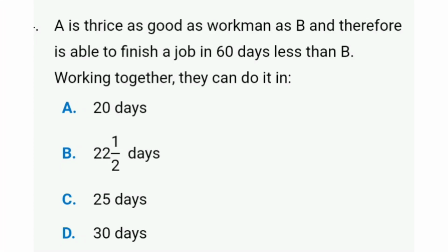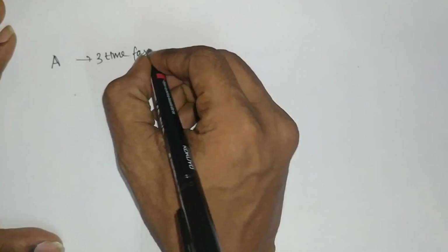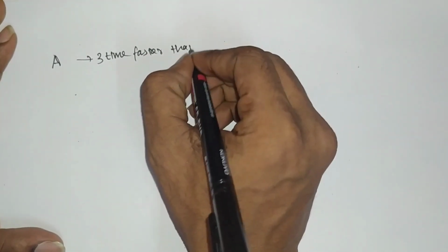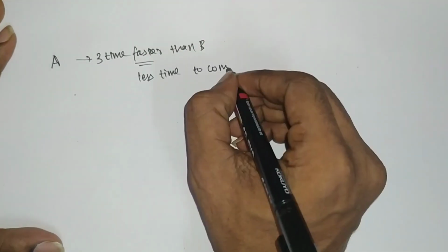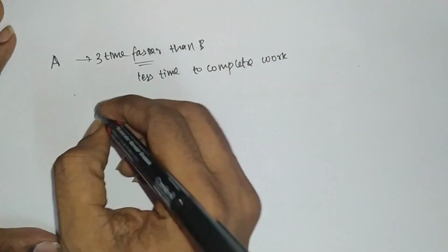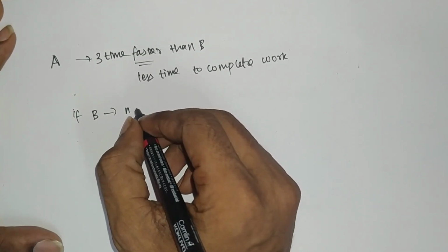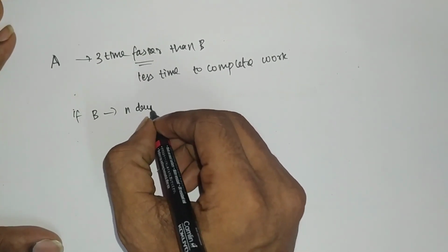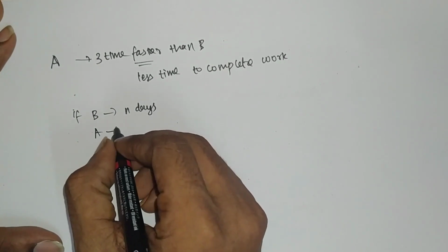A is thrice as good a workman as B, therefore able to finish the job in 60 days less than B. Working together, they can do it in? We have two data here. A can do 3 times the work in the given time as B and can do the same work in 60 days less than B. So let's see how to solve this. Given that A is 3 times faster than B, which means A took less time to complete the work. So if B took n days to complete the work, A can do the same work in n by 3 days.